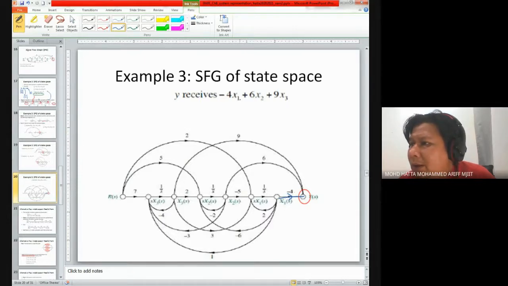We have 6x2. So here is x2. We draw a line, the semicircle over here, and put an arrow to the line and put the value as 6. And finally, this 9x3, and find where is x3. So here is x3 and draw a line to point y and put an arrow, label it as 9.